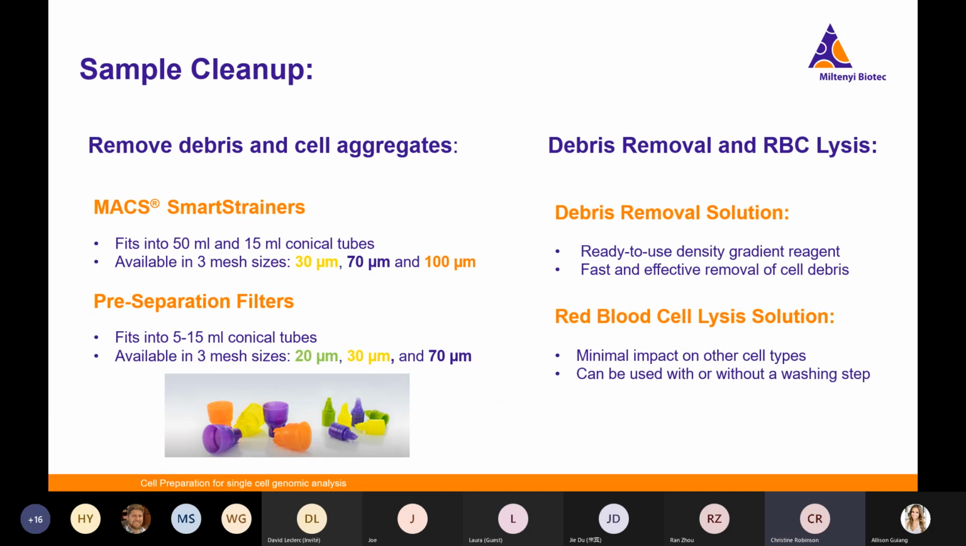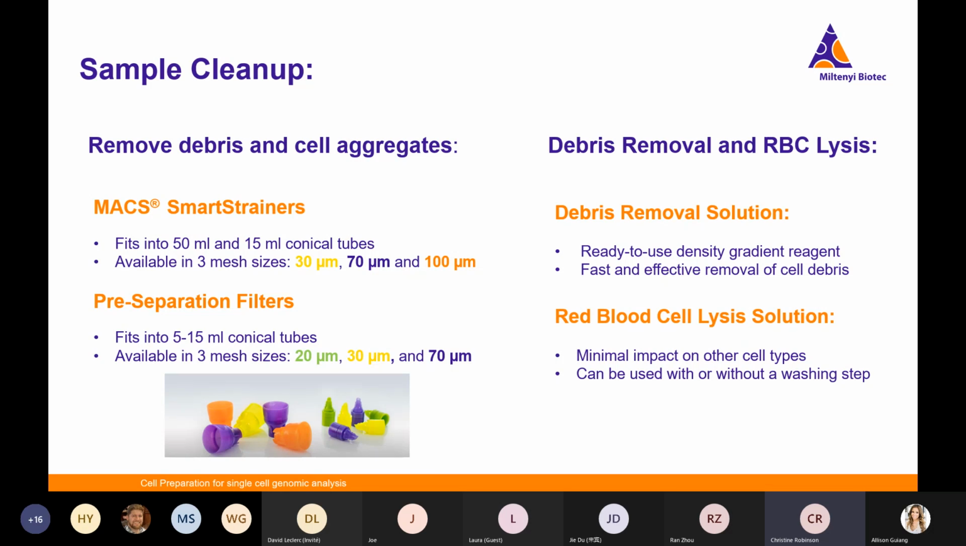So if you're only going to do the bare minimum for sample cleaning, that would be filtering your cell suspension. It's really important to get large debris and cell aggregates out that can clog the microfluidics of single cell sequencing instruments. So for larger volumes, we have the smart strainers, and for smaller volumes, we have the preset filters. Both of these are stackable, which is really nice. You can do a serial filtration in one step, and they come in 3 different mesh sizes each.